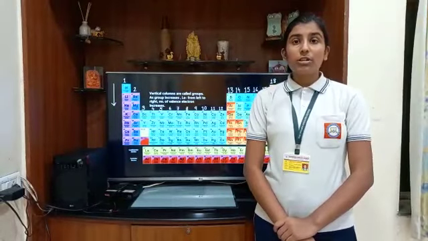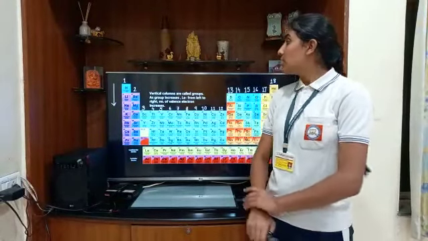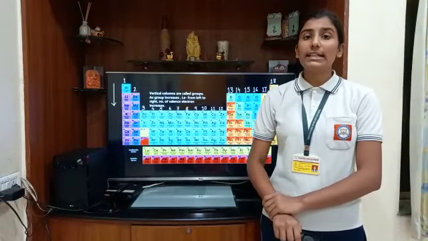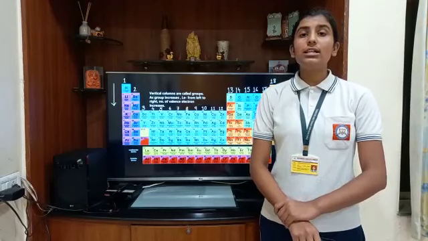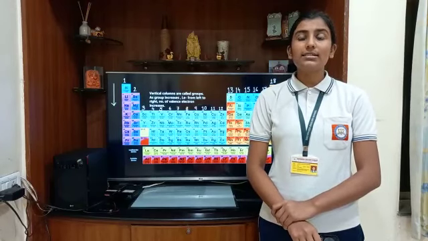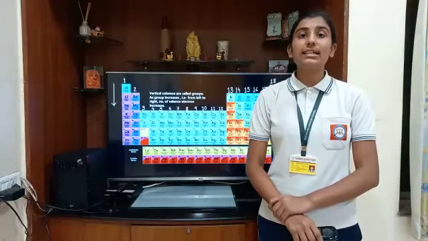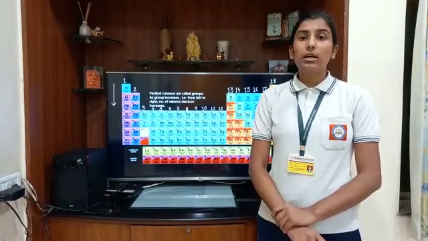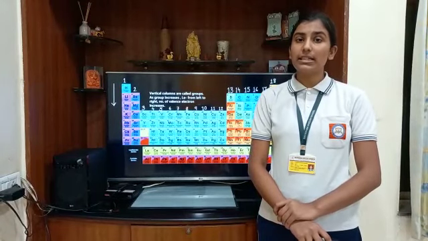The next part of our topic begins here. The vertical columns which are marked in this image from 1 to 18 are called groups. All the elements in the same group will have the same valence electrons, that is, the same number of electrons in its outermost shell. As the group number increases, the number of electrons increases simultaneously.